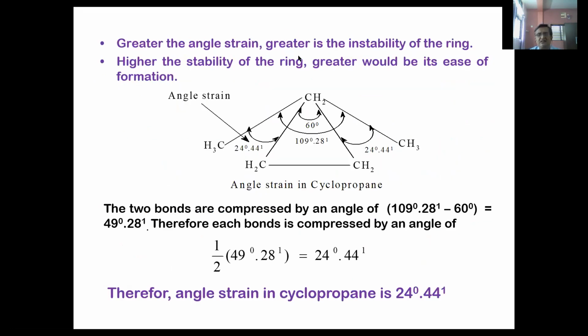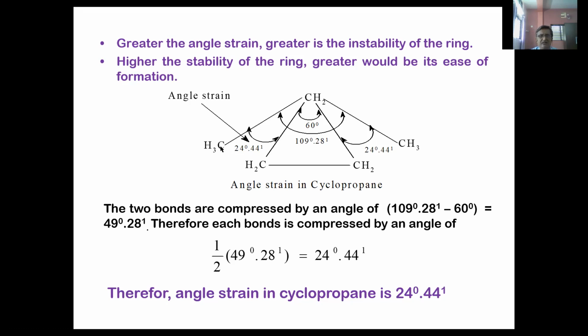The greater the angle strain, the greater is the instability of the ring. As the bond angle deviation keeps increasing, either due to compression of the bond or expansion of the bond, you will experience the strain. The higher the stability of the ring, the greater would be its ease of formation. Whichever has more stability, its formation is also more. But in fact, the larger the angle strain, the larger is the instability of the molecule.